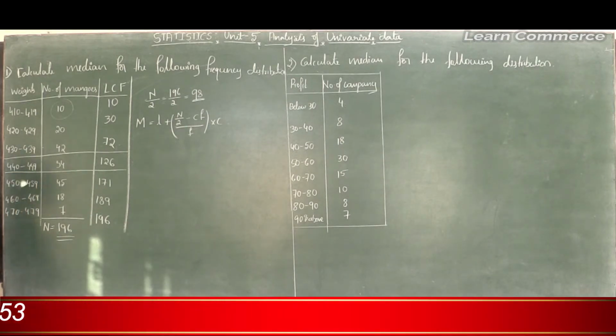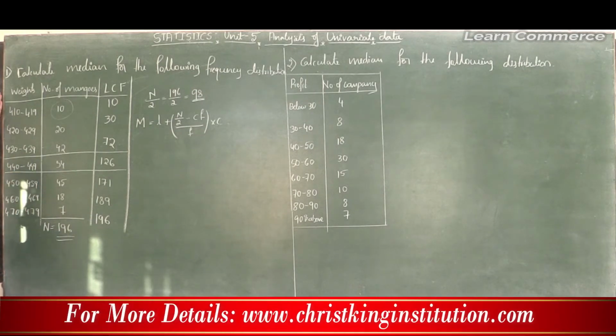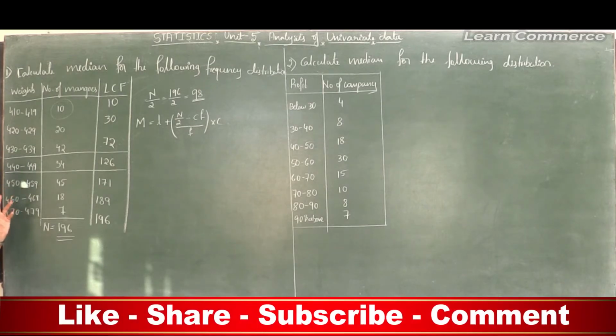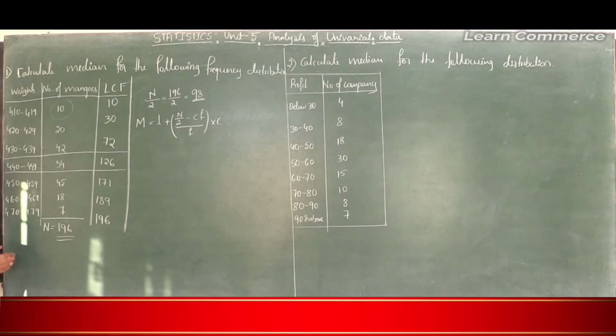Before that, see that the given class intervals are inclusive class intervals. So to calculate the median in case of a continuous frequency distribution, we need to convert this inclusive class interval into an exclusive class interval. How to convert it? Using the correction factor we can convert the inclusive class interval into an exclusive class interval. The correction factor is like this.